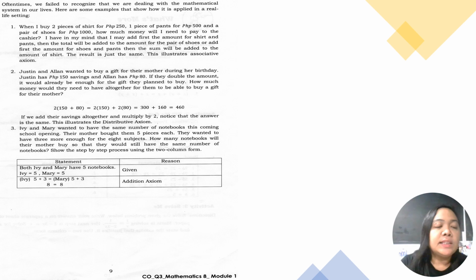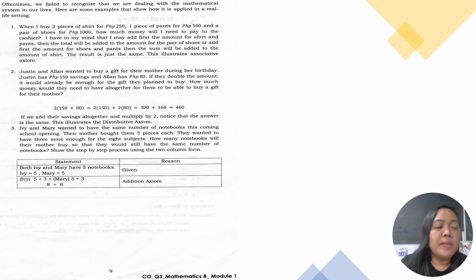Number 2, Justin and Alan wanted to buy a gift for their mother during her birthday. Justin has 150 pesos savings and Alan has 80 pesos. If they double the amount, it would already be enough for the gift that they plan to buy. How much money would they need to have all together for them to be able to buy a gift for their mother?